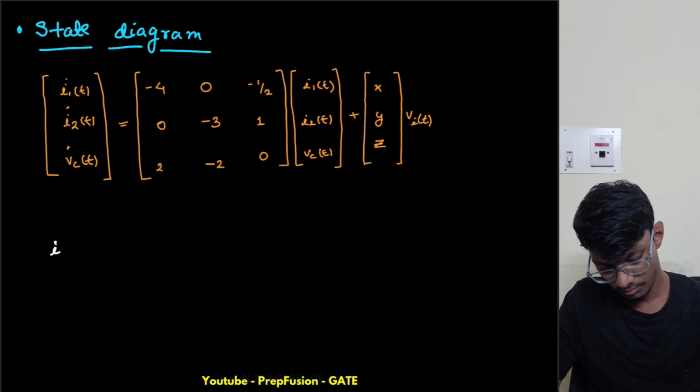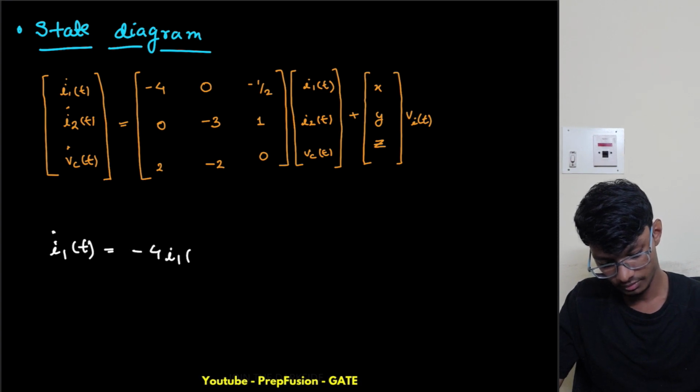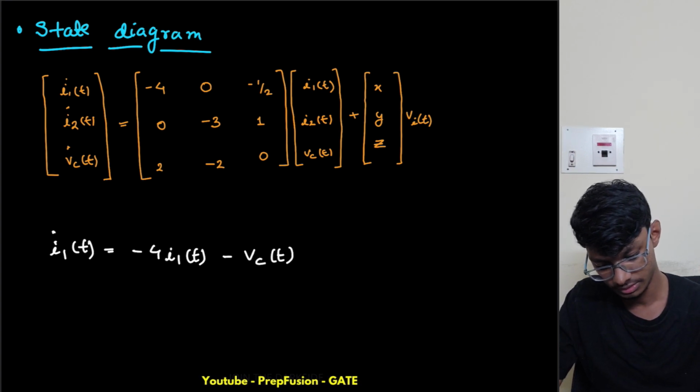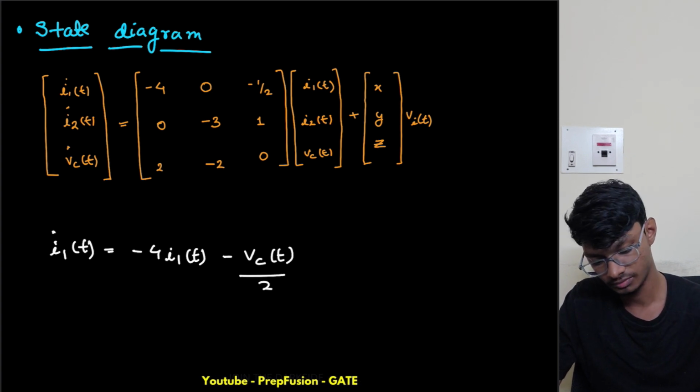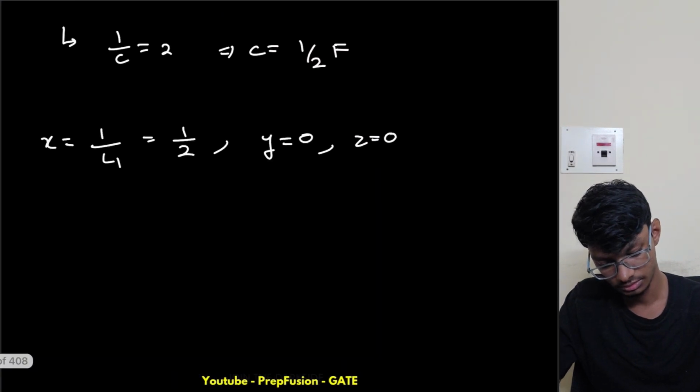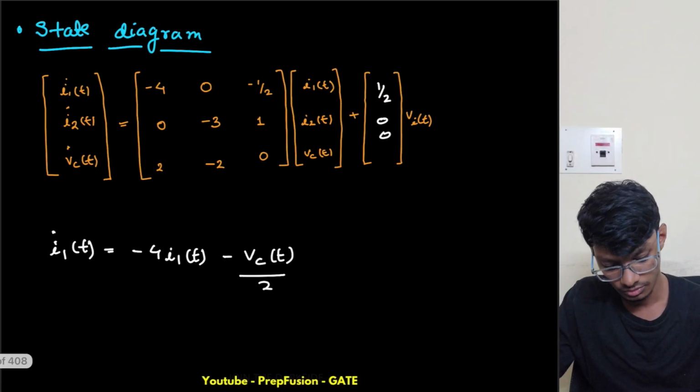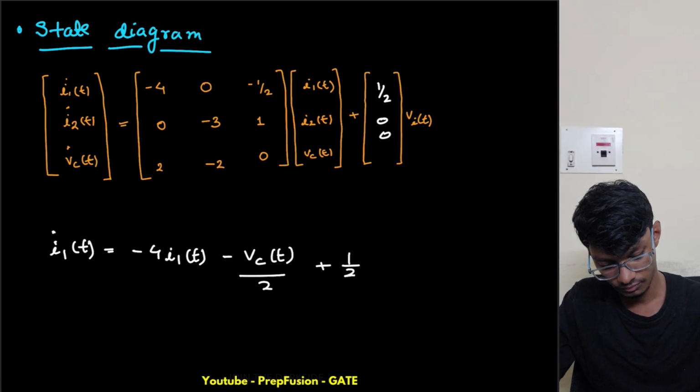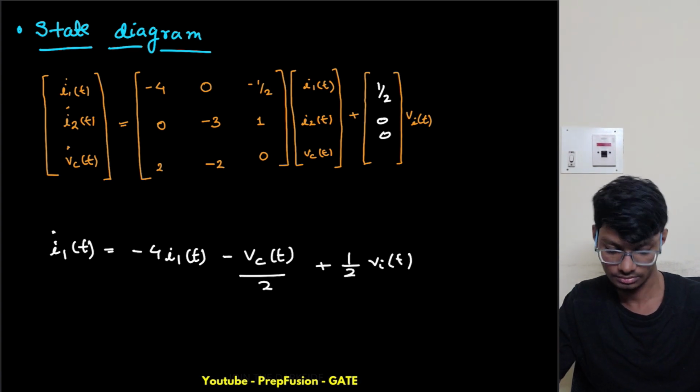So my I1 dot of t equals minus 4 of I1 of t minus Vc of t divided by 2. This is 1 by 2 also. Okay, this x is 1 by L1, so 1 by L1 is 2 only, so this is half, right? Half 0 0, so x was half only, so this is 1 by 2 Vi of t.